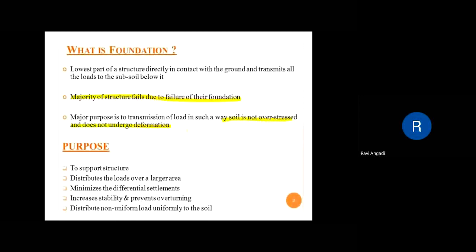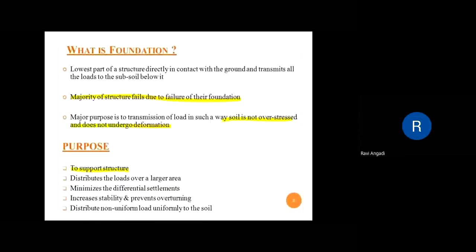Then the purposes, or you can call them the objectives, of the foundation. The first is to support the structure; a foundation is required to support the structure. Also, to distribute the loads over a larger area, to minimize differential settlements, to increase stability and prevent overturning, and to distribute a non-uniform load uniformly to the soil. So these are some purposes of a foundation.